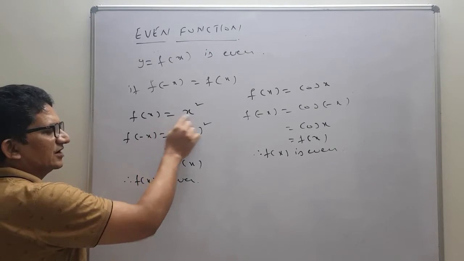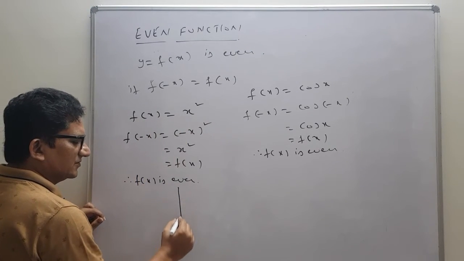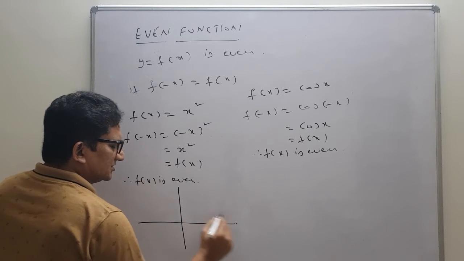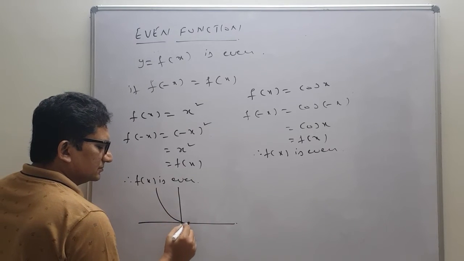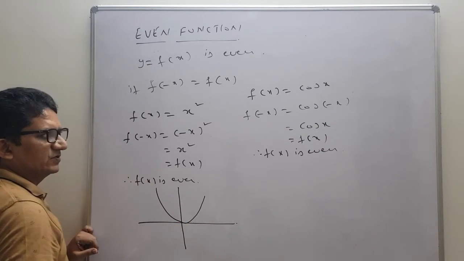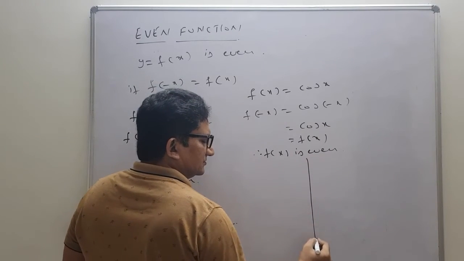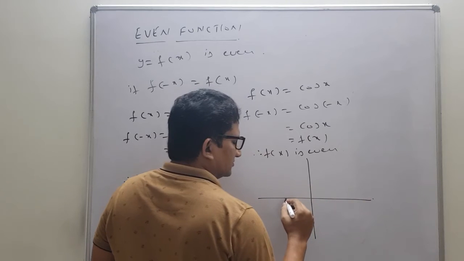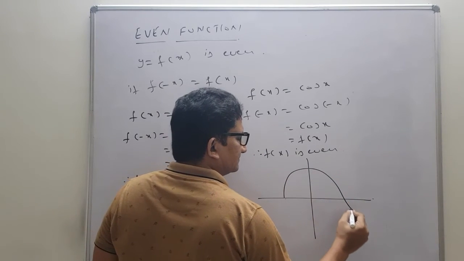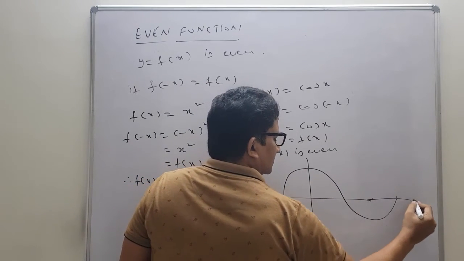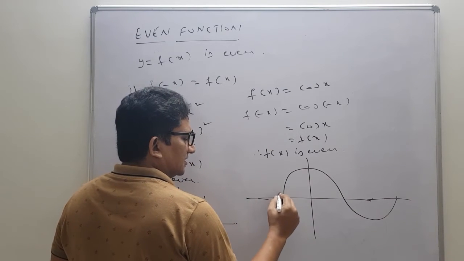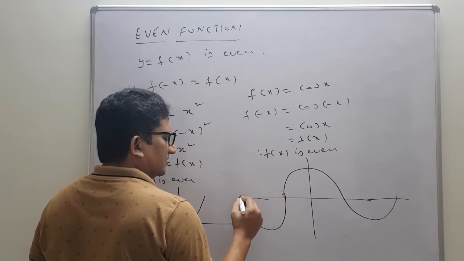That means f of x equals x square. If you observe, we know that it is a parabola which opens upward. So this is the curve y equals x square. And cos x, we know that the cos x curve appears like this. So one cycle this side and one cycle this side we are taking.